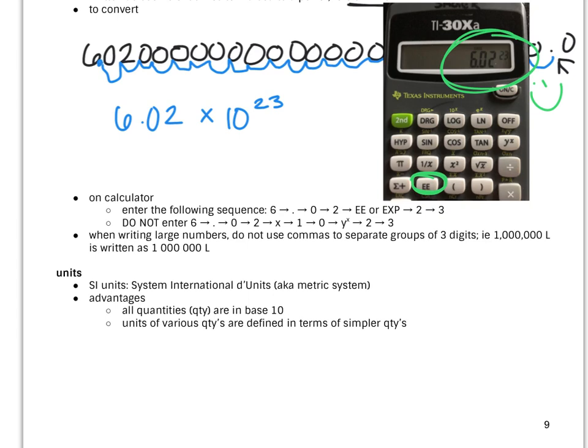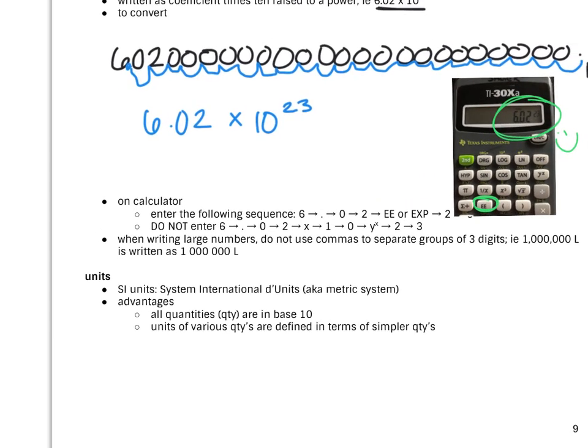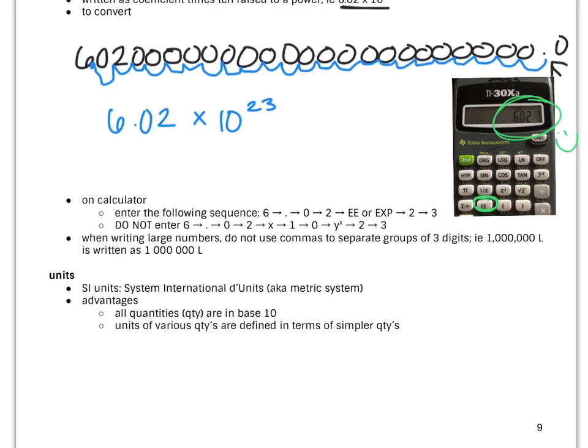Another formatting issue we got to talk about is when you're writing those big numbers, like I did up here, Avogadro's number, you are not going to use commas. We'll underline that. Do not use commas to separate groups of 3 digits. That's what we were taught in elementary school, but that's not what we're going to do here in science. So you can see in this entire thing, I didn't put any commas.